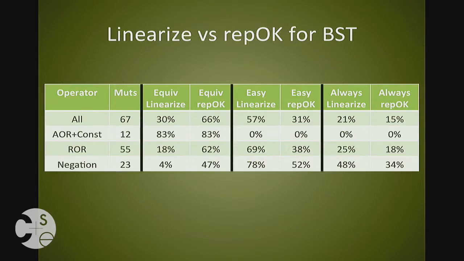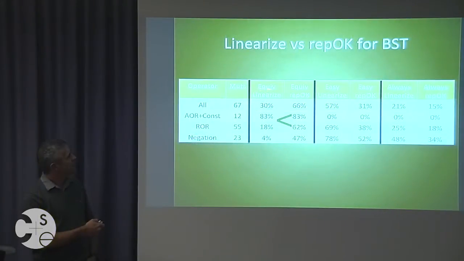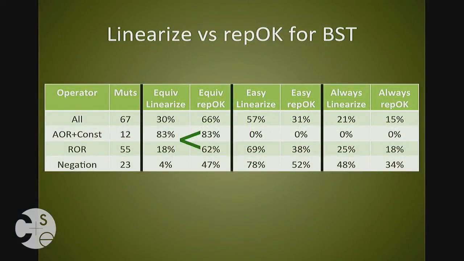So now here's the data we see. So it's linearized versus repOK for the binary search tree. These are all operators, arithmetic and constant replacement, relational operators, and this is that special class of negation operators that we saw before are usually not terribly good because they are too easy to kill. Okay, so what we see here is that if you look at equivalence and you look at linearization, which is now the precise oracle, then you will see that actually you find more equivalent mutants if you have the less precise oracle, right? So that should be fairly easy to see.